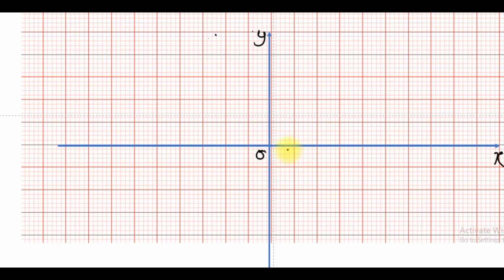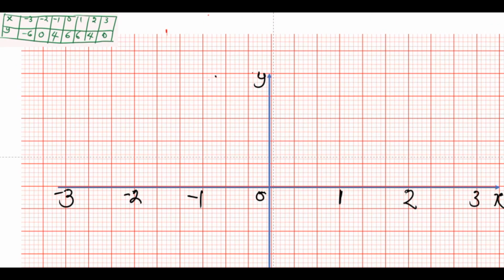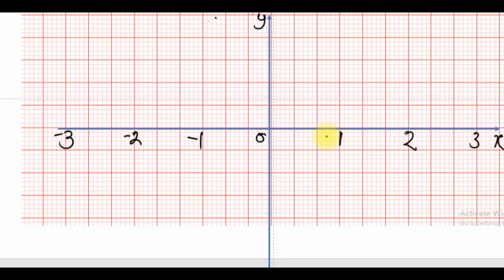So let's locate 1, 2, 3. If you remember, one of the boxes is 1 cm. So these 5 ticks make one. 1, 2, 3. This is minus 1, 1, 2, 3, minus 2, 1, 2, 3, minus 3. So let's locate for y. The maximum is 6, while the minimum is minus 6.